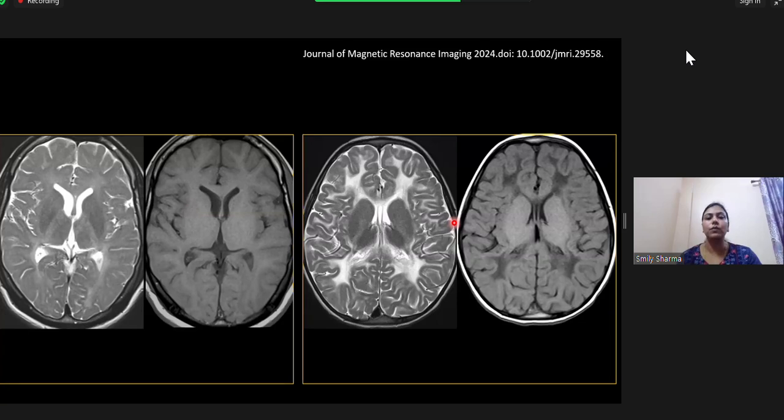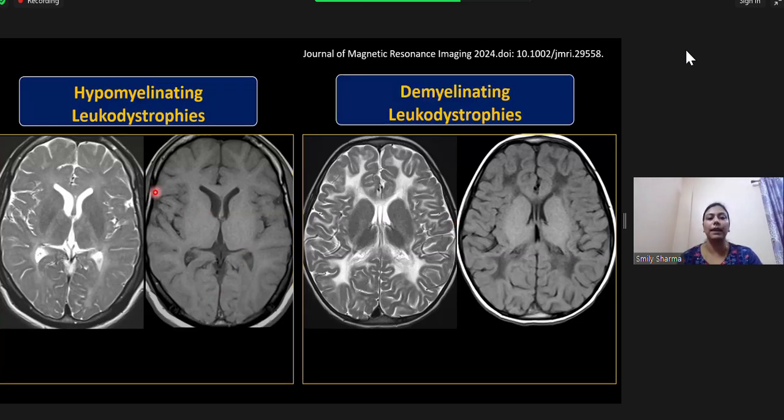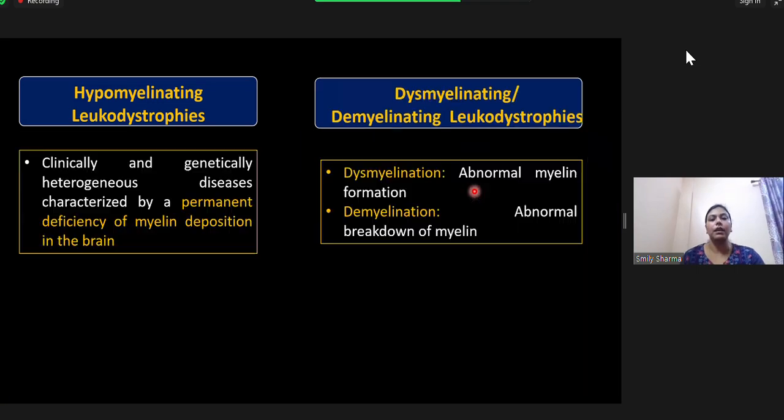So the first case is hypomyelinating leukodystrophy, which is Pelizaeus-Merzbacher disease, and the second case is a demyelinating leukodystrophy, vanishing white matter disease. Hypomyelinating leukodystrophies are clinically and genetically heterogeneous disorders characterized by a permanent deficiency of myelin deposition in the brain. It is the lack of normal myelin deposition, whereas dysmyelinating or demyelinating leukodystrophies relate to abnormal myelin.